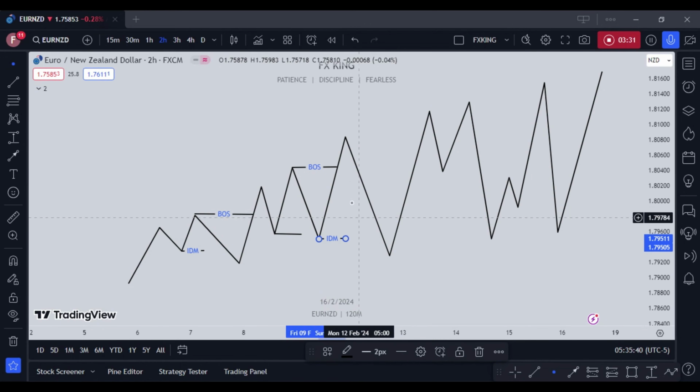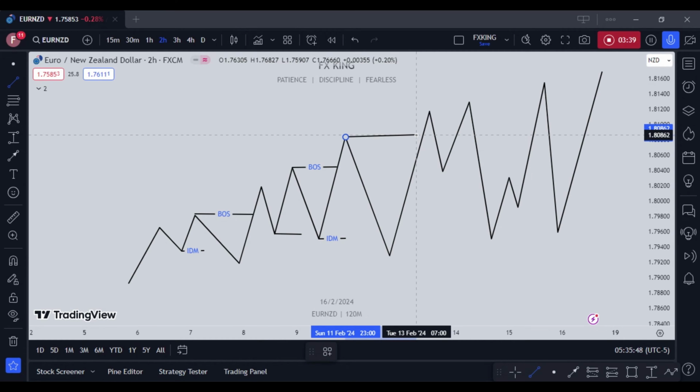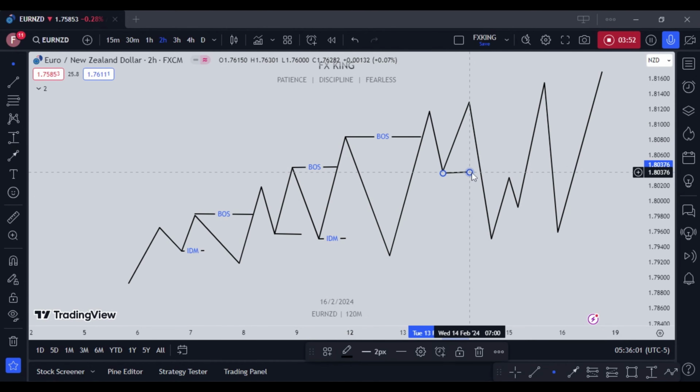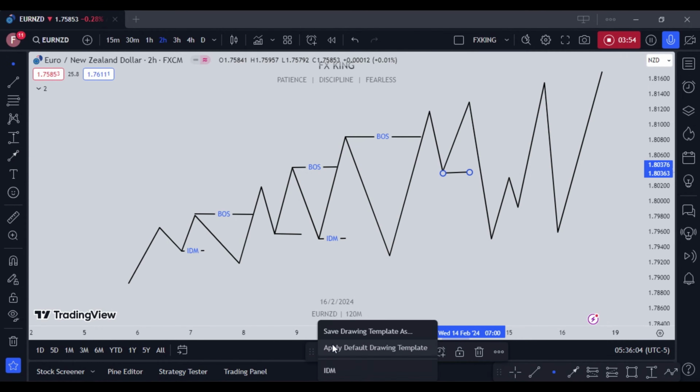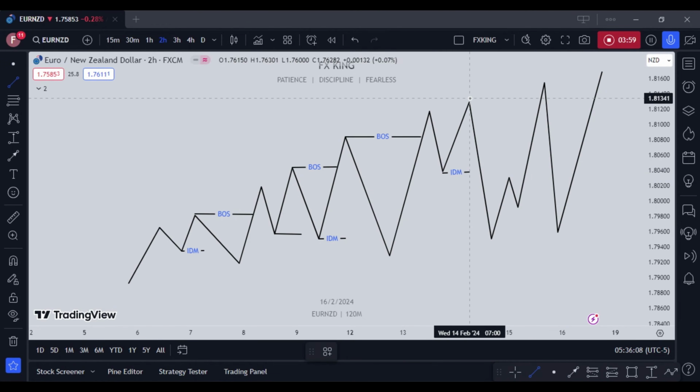So now, this low serves as our inducement. After price takes out this low, it gives us another valid break of structure here. Now up here we have our inducement created. Our inducement was created at this level. So when price takes out the inducement, it gives us this valid break of structure here.